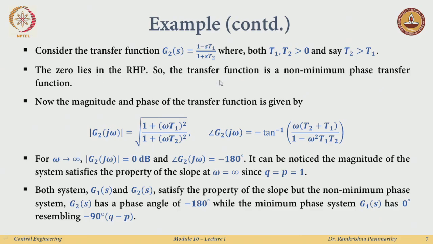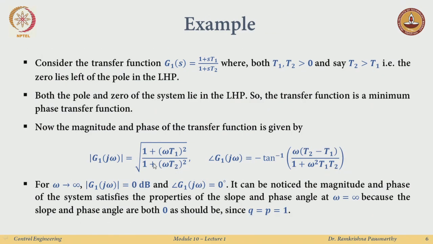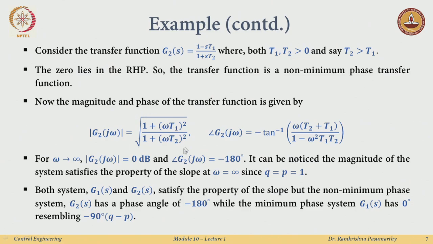So, the transfer function as per our definition is a non-minimum phase transfer function. Okay, so let us do all the comparison of the magnitude and the phase again. So, for G2(j omega), the magnitude is exactly the same as in the previous case. So, the magnitude just remains the same, and therefore, even as omega goes to infinity, the magnitude will go to 0 dB, nothing will change here, right. So, this does not give me any information if my system is a minimum phase or a non-minimum phase.